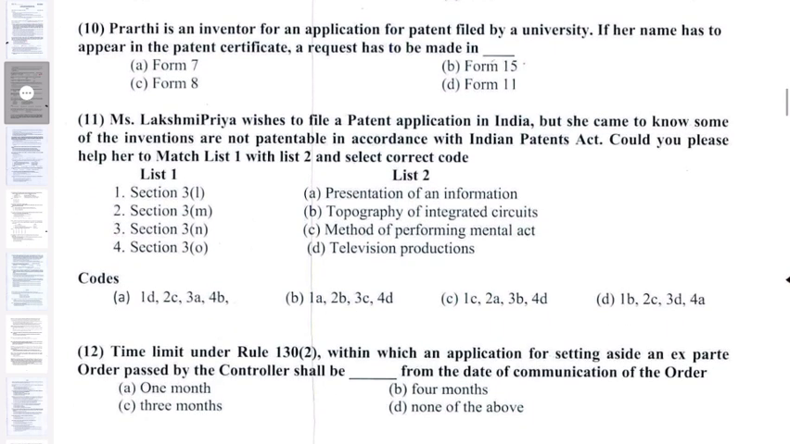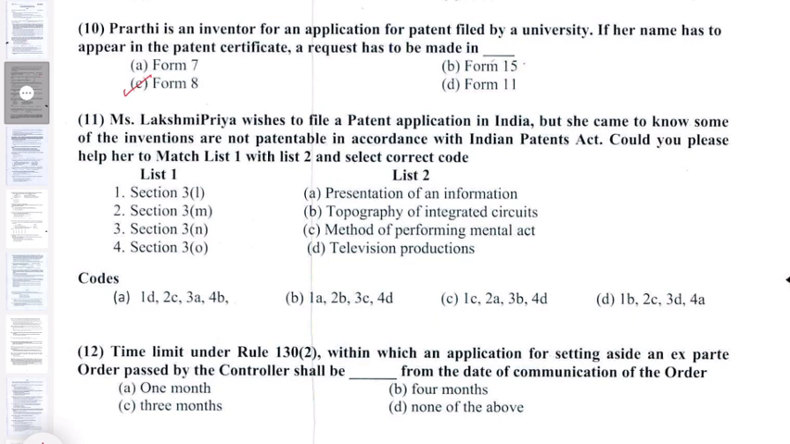So the next question is, Prarthi is an inventor for an application for a patent filed by a university. If her name has to appear in the patent certificate, a request has to be made in. So a request has to be made in form 8, that is request or claim regarding mention of inventor as such in a patent. Question number 11.